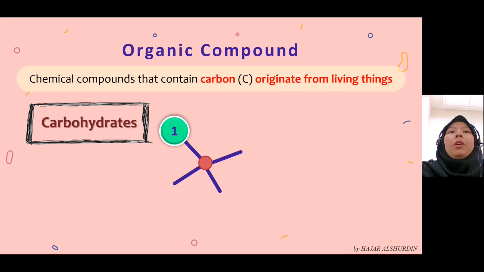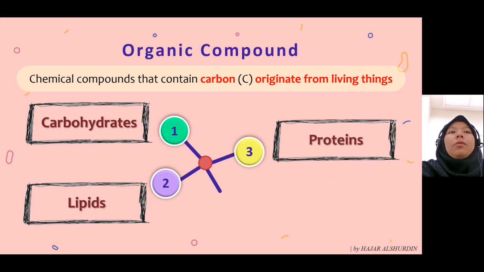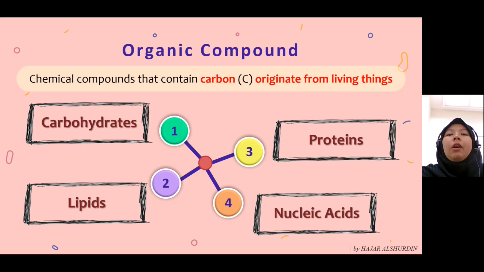Okay, so in this topic, we are going to learn about organic compounds, which include carbohydrates. Organic compounds are chemical compounds that contain carbon and originate from living things. So anything called an organic compound must have the element carbon. There are 4 of them: carbohydrates, proteins, lipids, and nucleic acids.